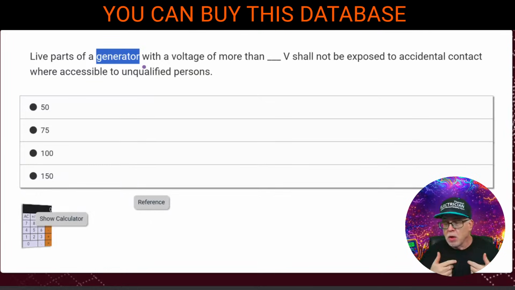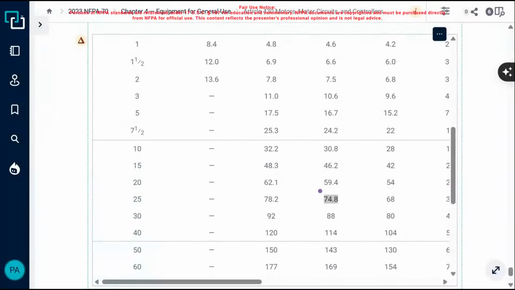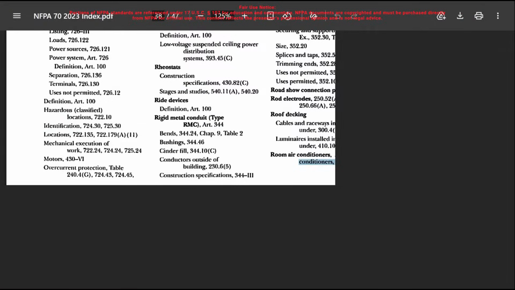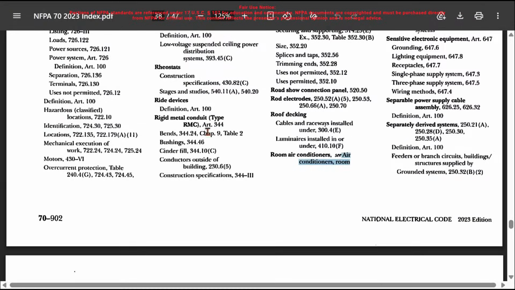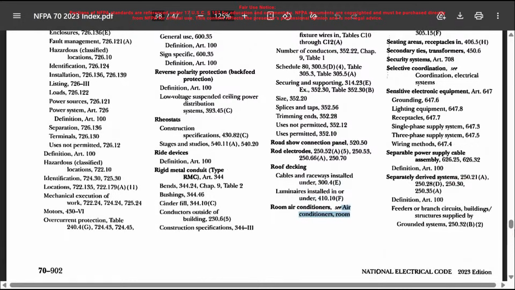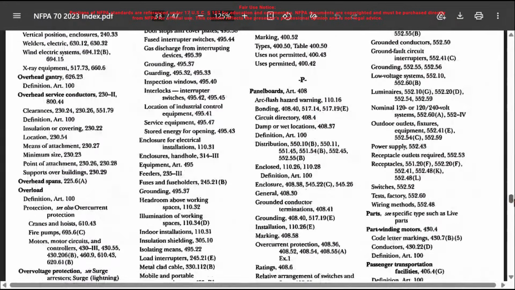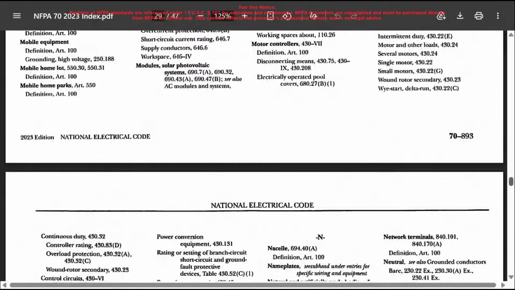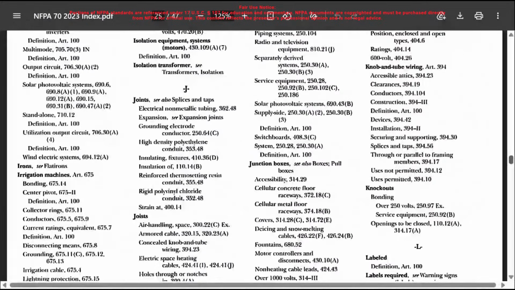Now, we also can say, all right, what is it asking about live parts? So just for fun, let's go over to the NEC and say, okay, what if we want to look in the table of contents? Let's say we want to go under generators, and let's say we didn't know. And I encourage you to look up everything, okay? This is why you're studying. It's not about how fast.